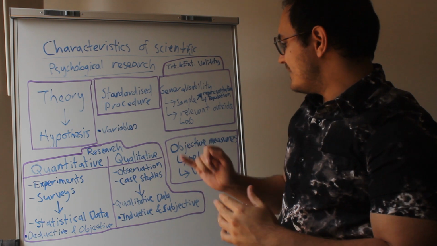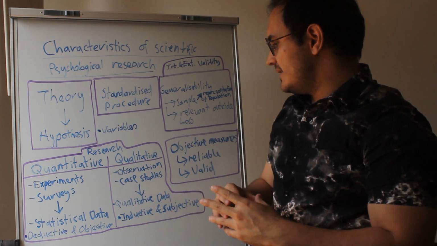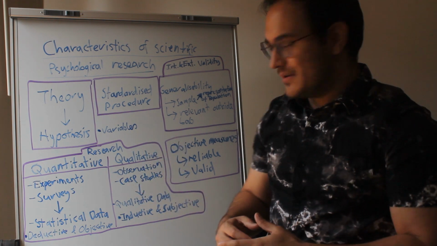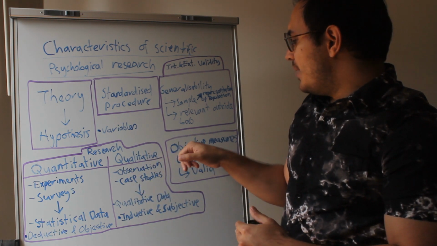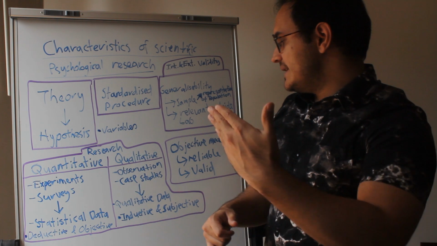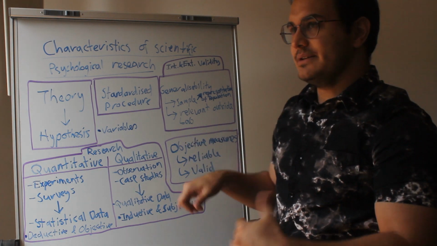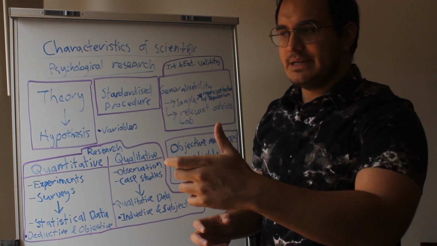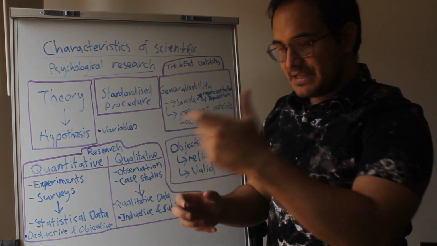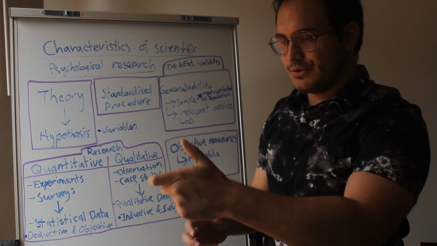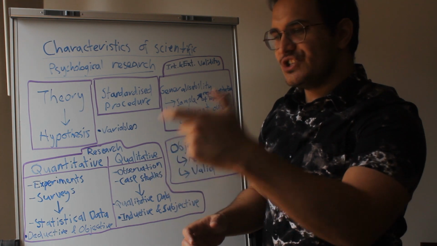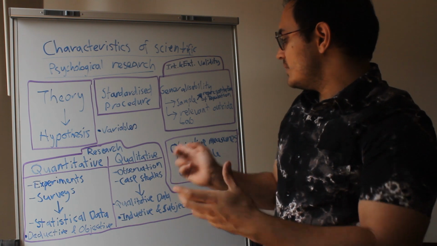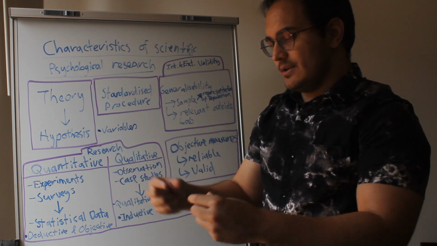It doesn't always have to be abstract. It's just that with psychology, a lot of the time it is abstract. So it has to be reliable and valid. So it has to be reliable, meaning that across time, this particular measure has to produce similar results. Okay, so a ruler is an objective measure.